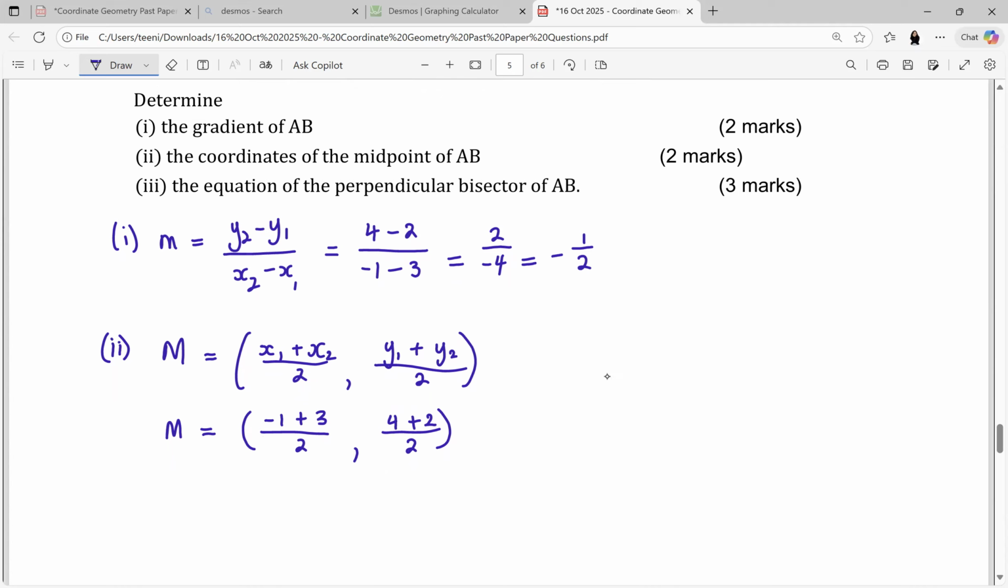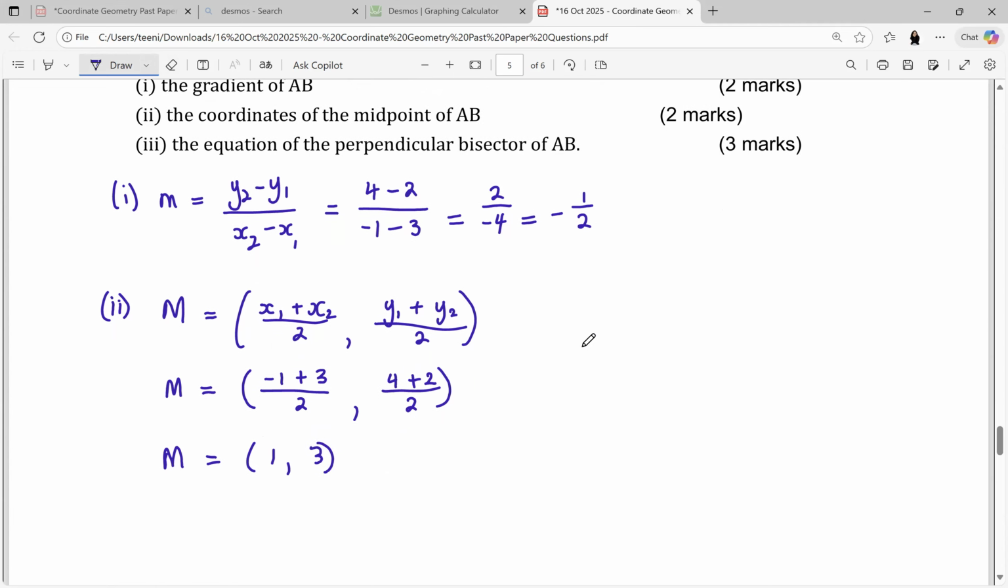Right, so finally, the coordinates of the midpoint would be, well, -1 plus 3 is 2, and 2 divided by 2 is 1. And then 4 plus 2 is 6, and 6 divided by 2 is 3. So the coordinates of your midpoint is (1, 3).